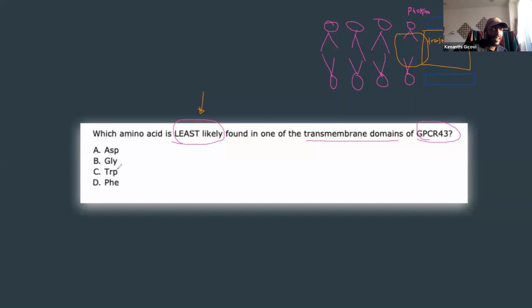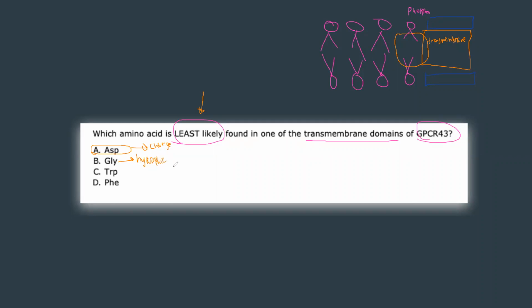I would say aspartate. I think that's the only one that's charged. This one is charged. And you said ASP was aspartate, and then what's GLY? Glycine. And it is what chemical property? I don't remember. It's hydrophobic. So glycine is hydrophobic. Tryptophan and phenylalanine are also hydrophobic, right? The big thing is ASP is charged, so it is least likely to be in there, because in the transmembrane domain, you want to be nonpolar.